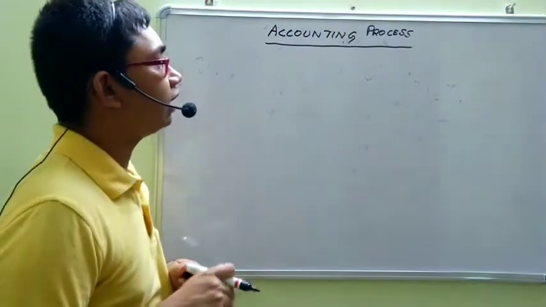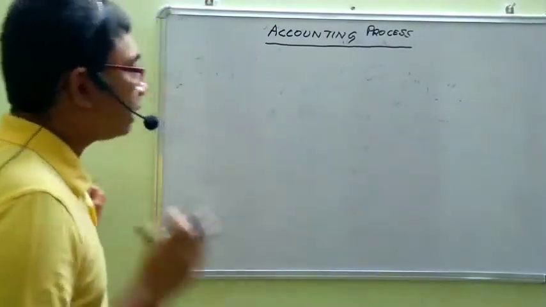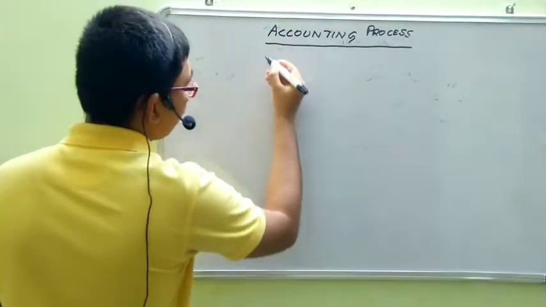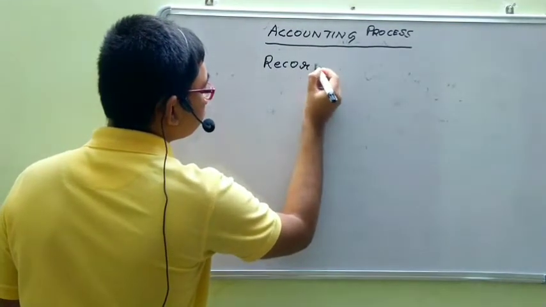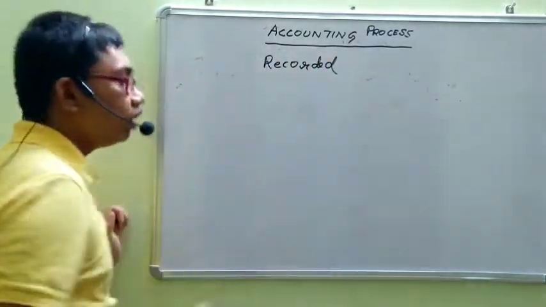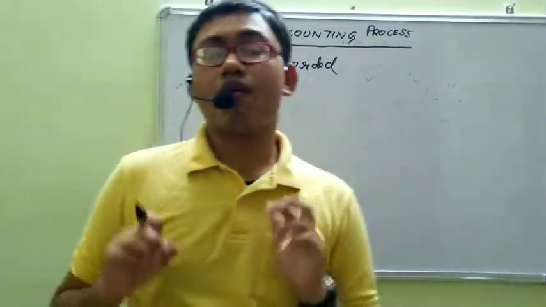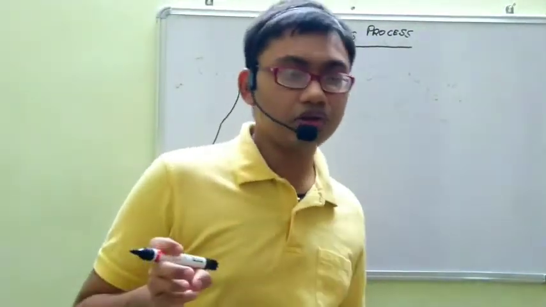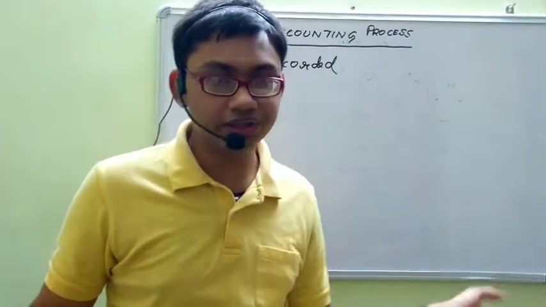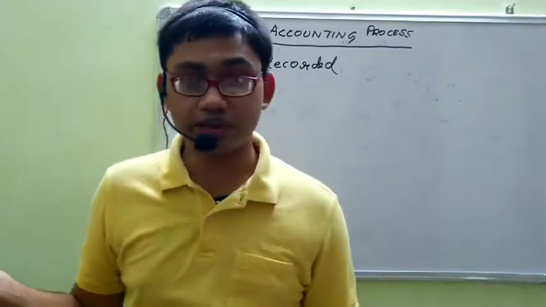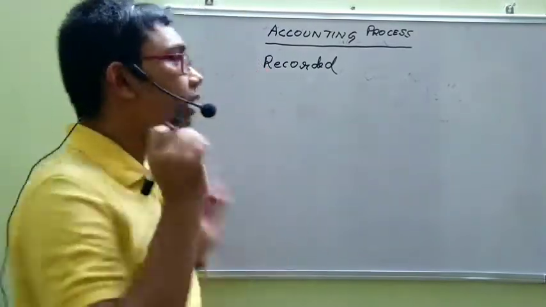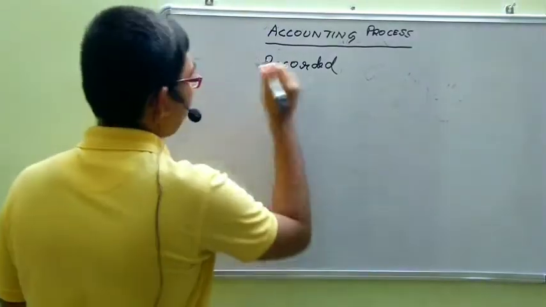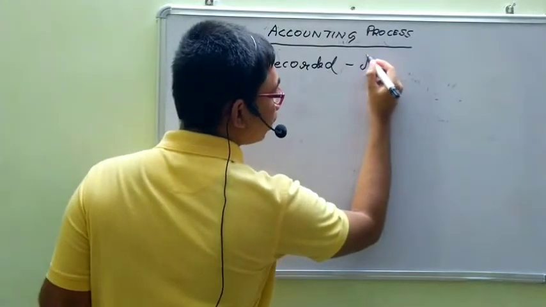Now what happens in the double entry system? Any transaction will be recorded first. And where is it recorded? Naturally, nowadays it is on the internet, in the system. We are doing everything in the computer system. But generally, traditionally, it will be recorded in a book called the journal.